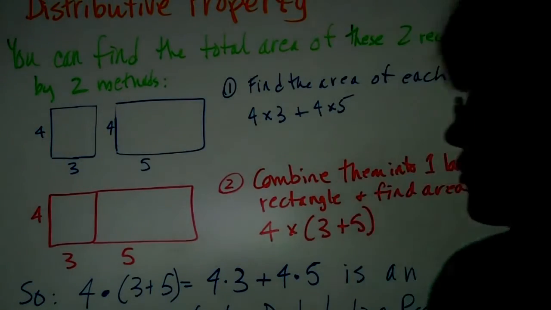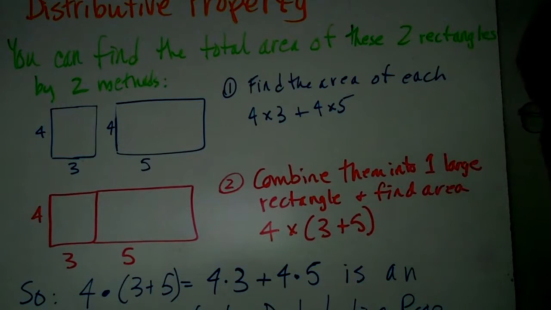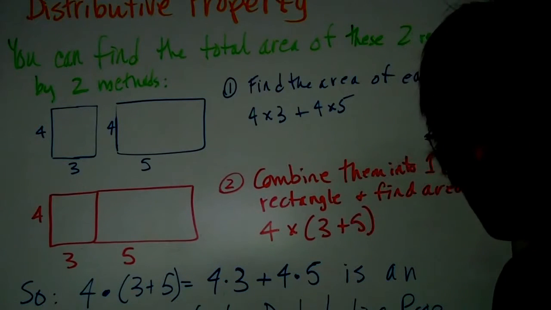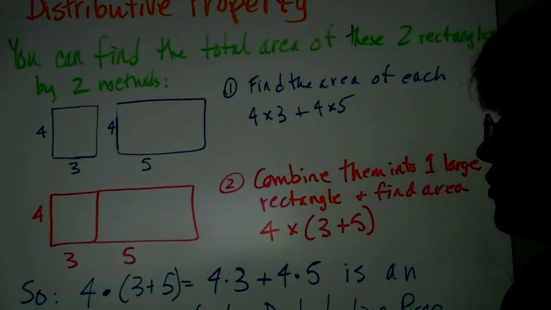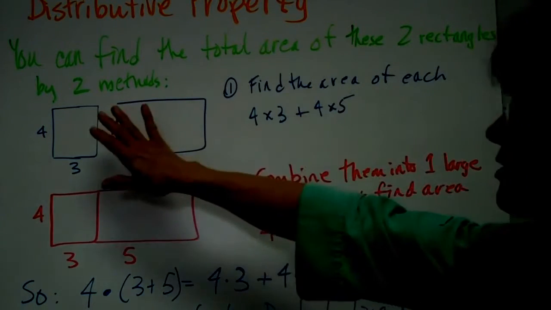All right, we're going to now talk about the distributive property. There's really no definitions to write down, so we're just going to go right through it and give an example, and I'll show you how it works. You can find the total area of these two rectangles by two methods.